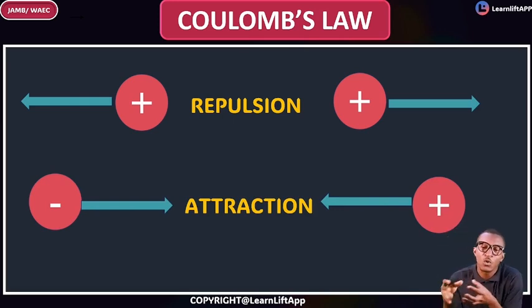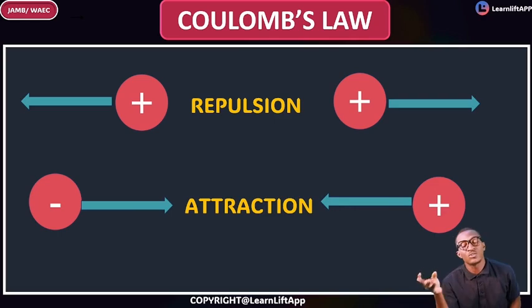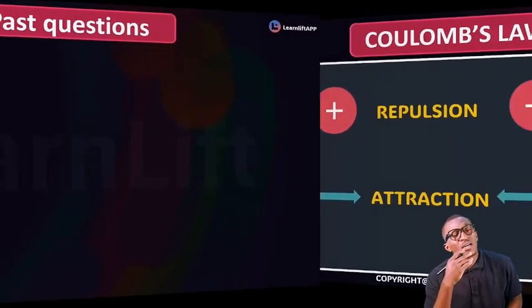So that's how we say Coulomb's law states that the force of attraction or repulsion between two charges Q1, Q2 is directly proportional to the product of the charges and inversely proportional to the square of the distance apart. Do you understand that? That's it.